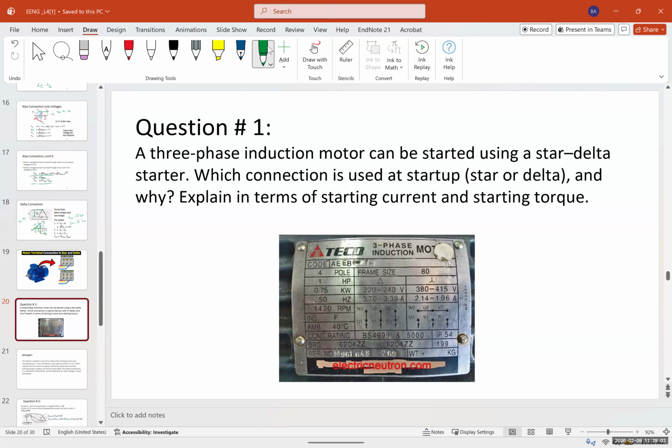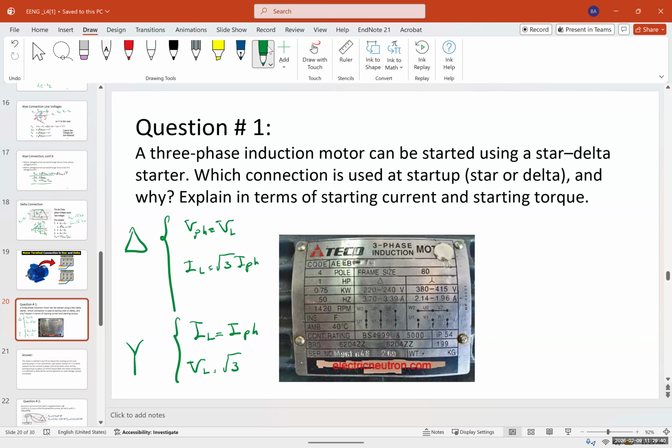Again, for a delta connection, V phase is equal to V of line, but I line is square root of 3 of the phase current. And for the Y or star connection, I line is equal to I phase, but V line is equal to square root of 3 V phase.